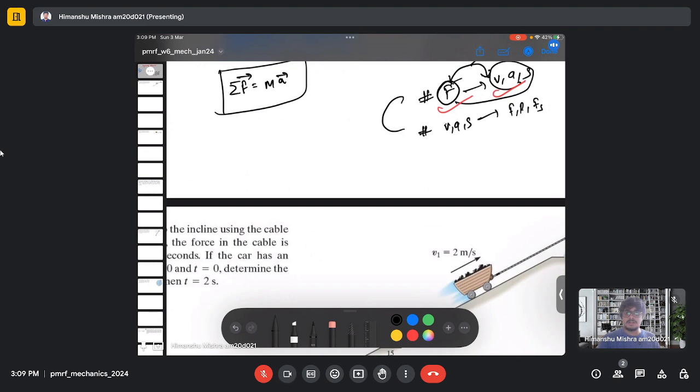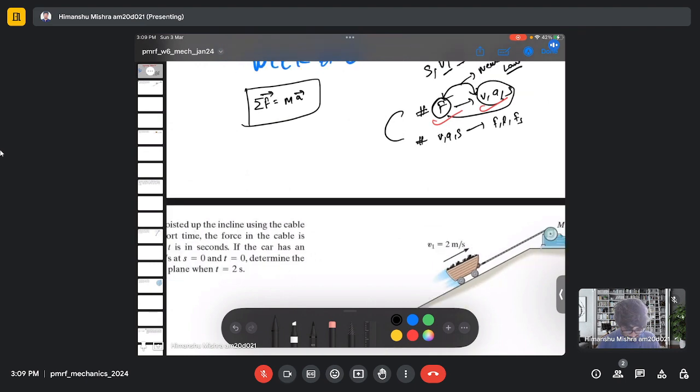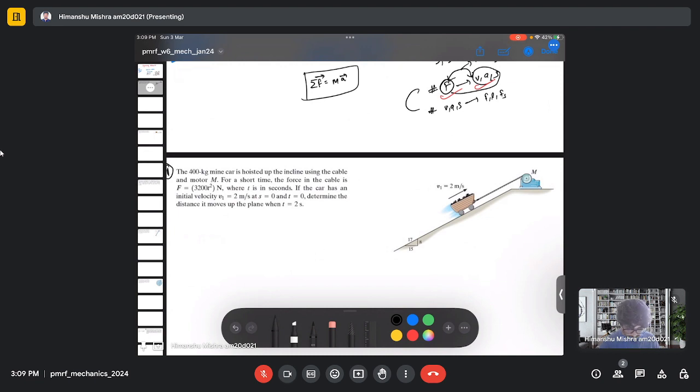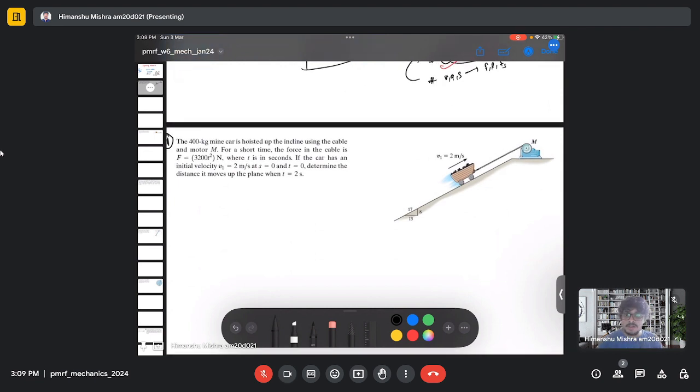So let's first begin with the first problem. In the problem, we have a 400 kg mine car that is hoisted up the incline using the cable and motor M.